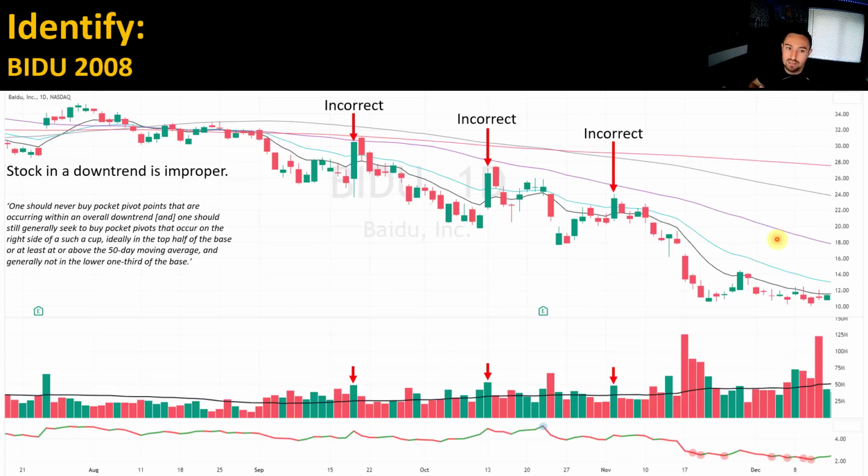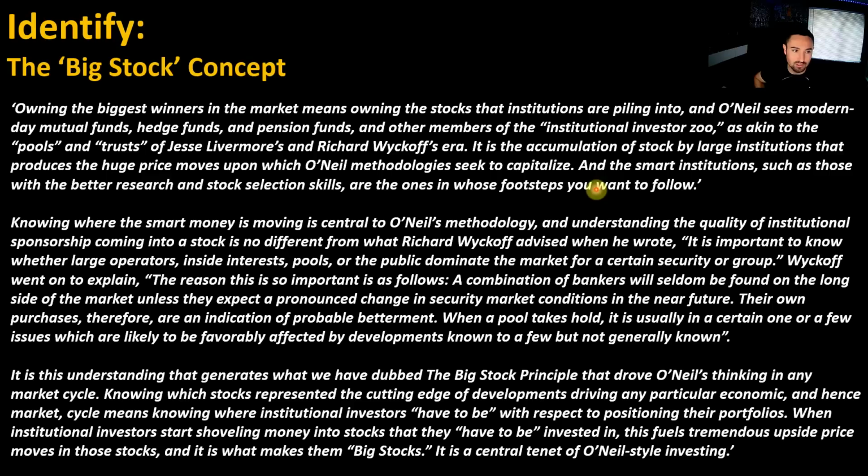Yes, as we looked at earlier, you can have the bottom fishing pocket pivots, but that is when the stock is basically basing, starts making higher lows, and is at a minimum above its 50-day moving average. In this instance here, for all three of them, you are fighting the trend of the market. Don't fight the trend. The trend is your friend. This is the big stock concept.